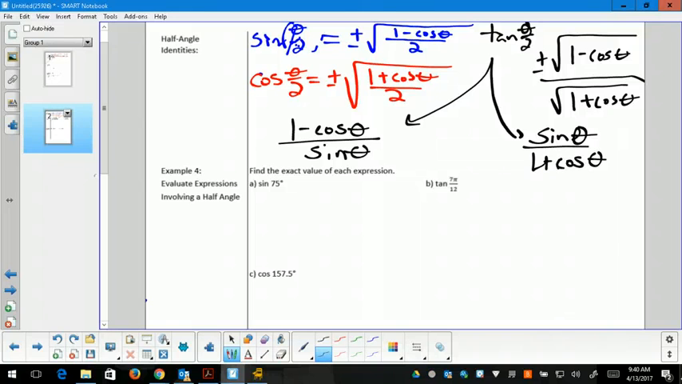Anybody have a guess as to which my favorite one to use is whenever I can? Third one. A, B, or C? C. Raise your hand if you think it's A. I know it's B. Raise your hand if you think it's B. Clap your hands twice if you think it's C. I actually don't care for C or A unless it's convenient for the problem.